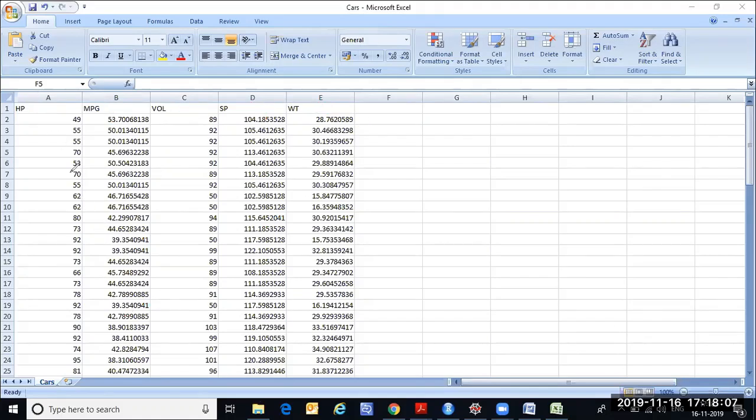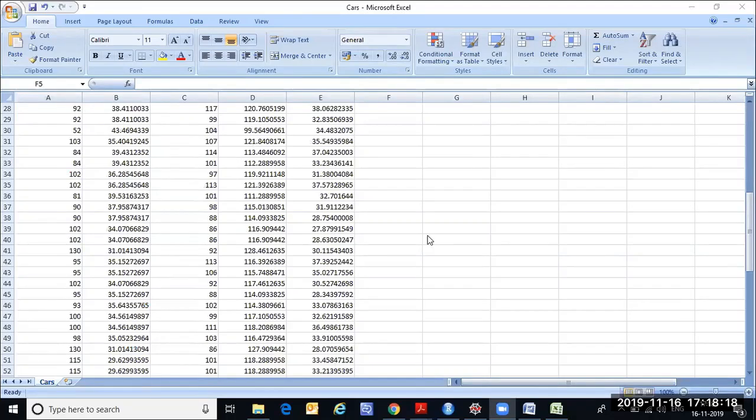See, this horsepower, you can still represent in 49 or 49.0. That still makes sense. Similarly, volume as well. So they're all continuous, right?